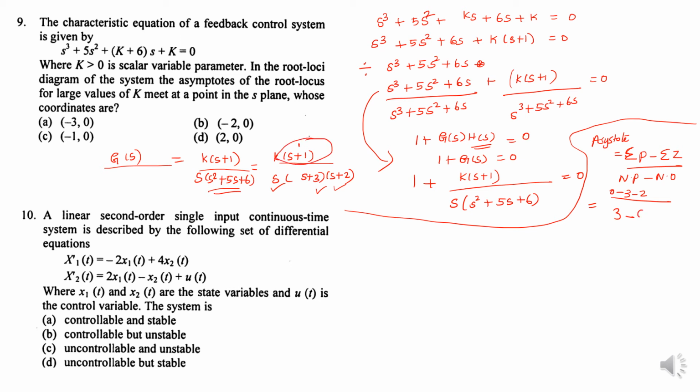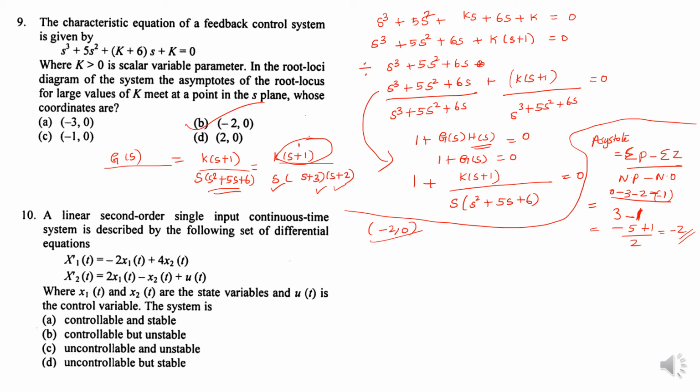So 0, 1, 1, and in the numerator that is minus 1. So minus of minus 1. So minus 5 plus 1 divided by 2. So that is minus 2. What are the coordinates here? Coordinates are minus 2, 0. So option B is the correct answer for this problem.